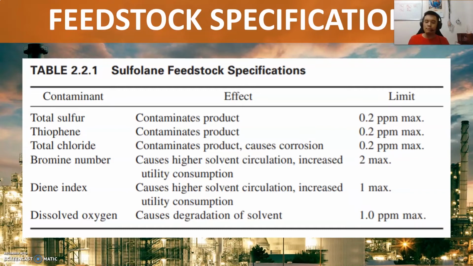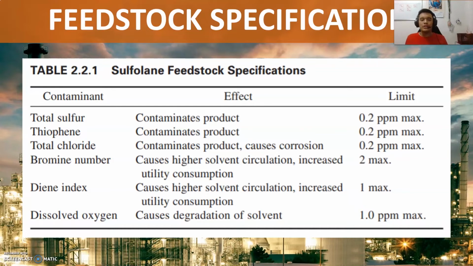For bromine number, the effect of this contaminant causes higher solvent circulation and increased utility consumption, and the limit for the bromine must be 2 ppm max. For the diene index, its effect causes higher solvent circulation and increased utility consumption, and its limit in the feed must be 1 ppm. And for dissolved oxygen, its effect could cause degradation of the solvent, and we must limit the contaminant to 1 ppm maximum.